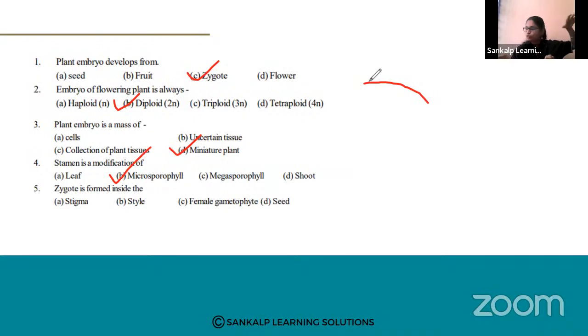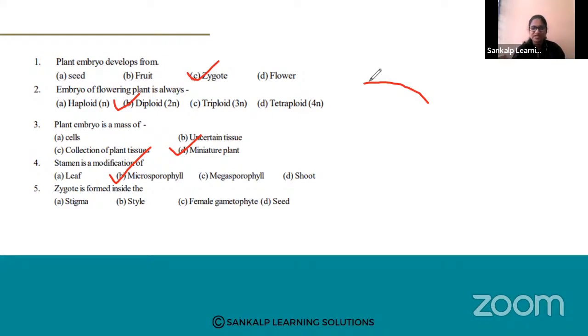In the androecium, the microsporophylls, which are the male reproductive parts, are evolved to form stamens. So option B, microsporophyll, is the right answer, guys. The fifth question goes like this. Zygote is formed in? Option A, stigma. Option B, style. Option C, female gametophyte. Option D, seed. Yes, what is your response?